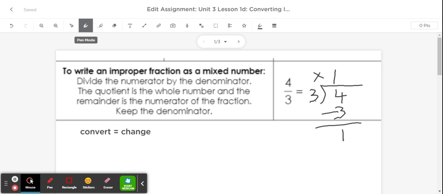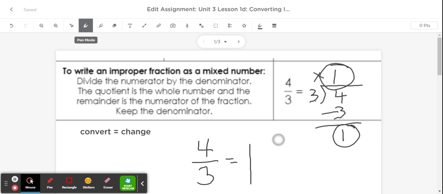Now, here's where it gets really tricky, okay? And this is what I want you to know, okay? The number on top is the whole number. The little piece, the remainder, is the leftover. So let's say remainder 1, that's this here. And remember, the denominator doesn't change.